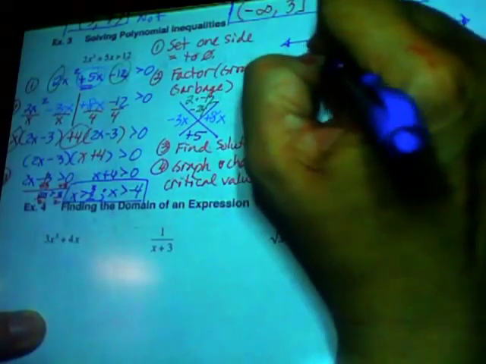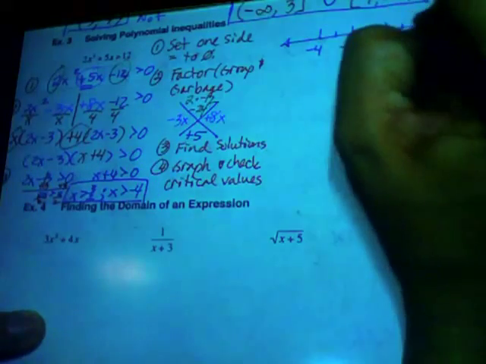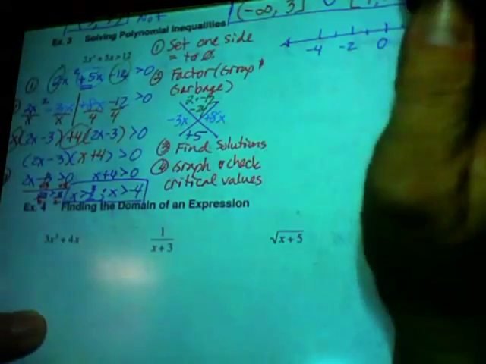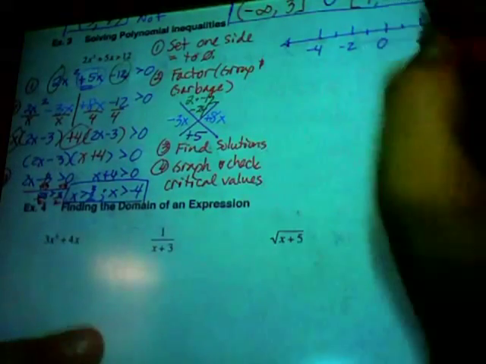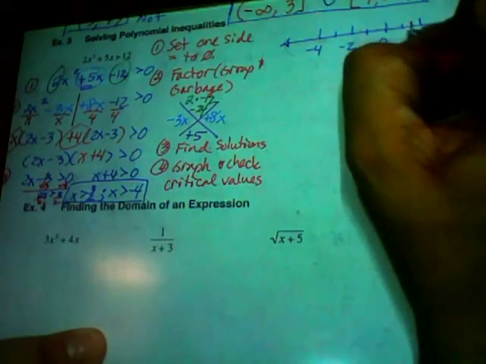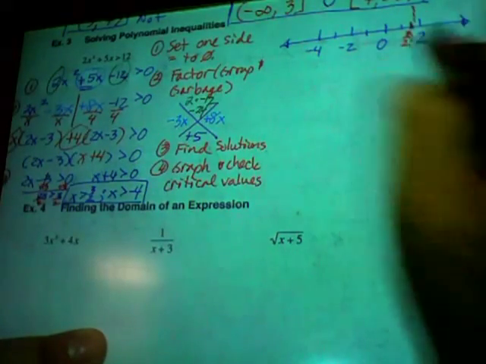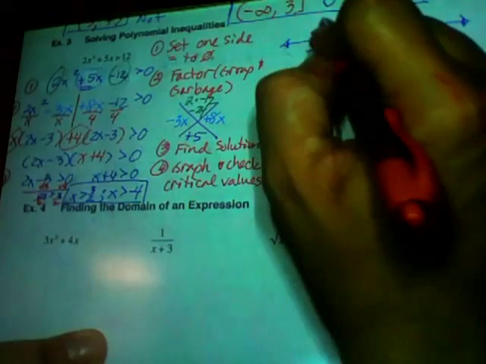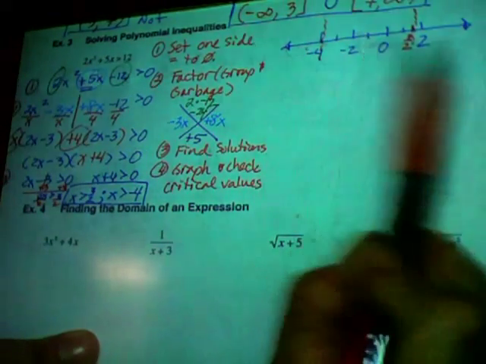Alright, so I've got a negative. So here's my negative 4. 3/2, isn't it 1.5? Right here is my 3/2. So it basically cuts this number line into these 3 parts right here. I'm going to have to check to the left, in the middle, and to the right.